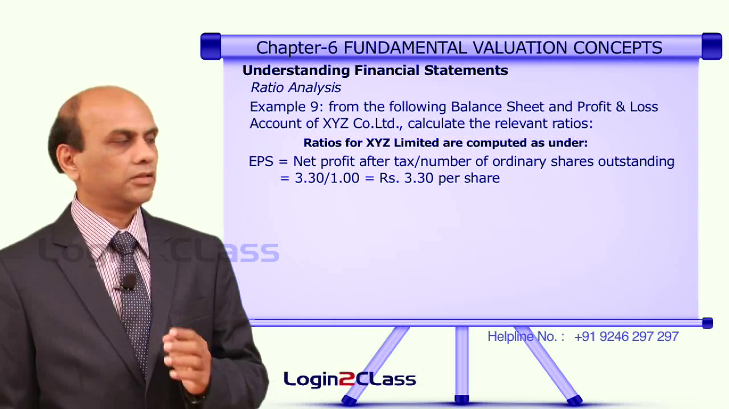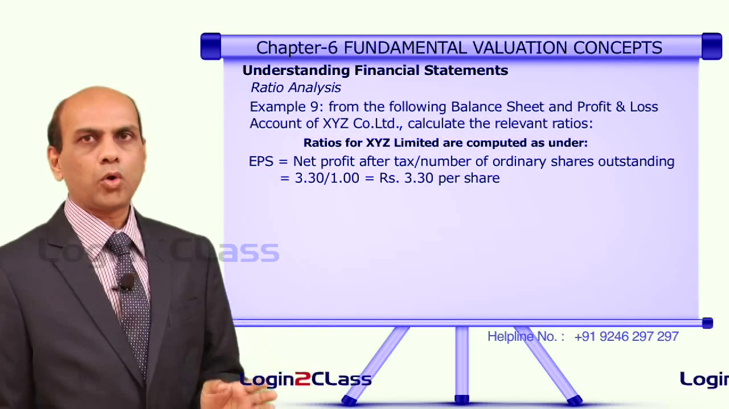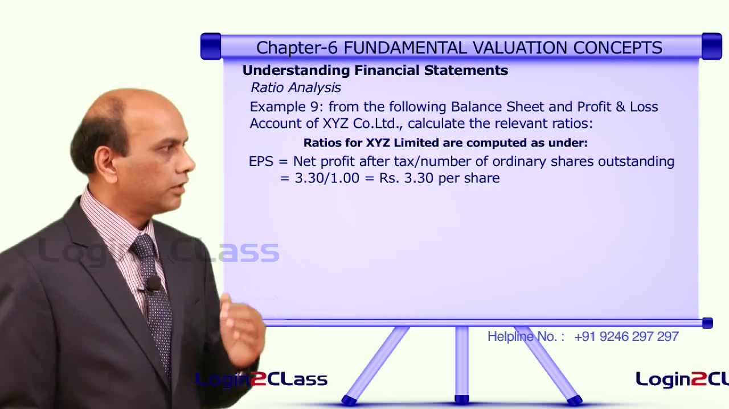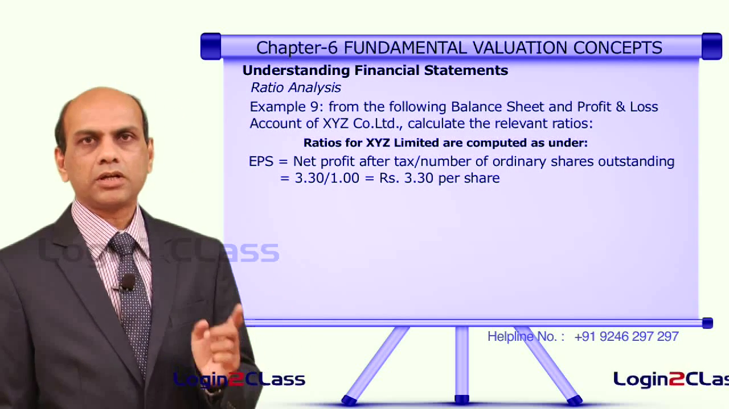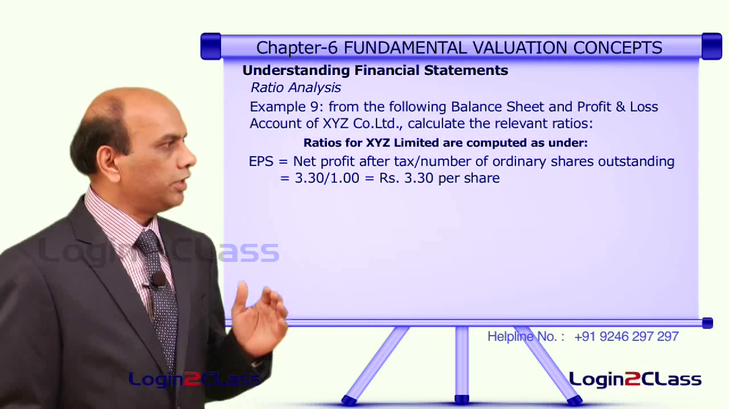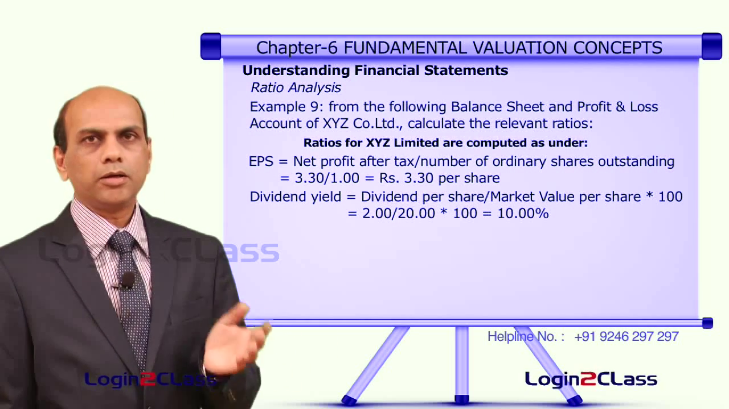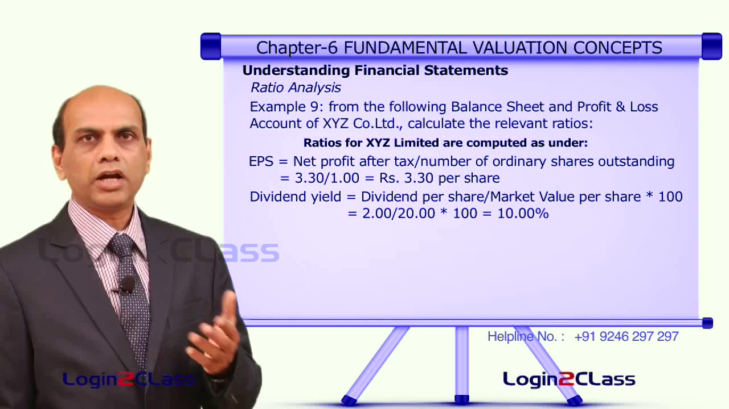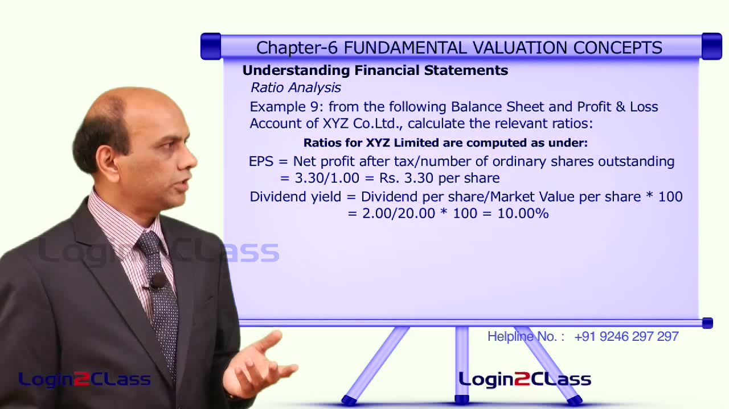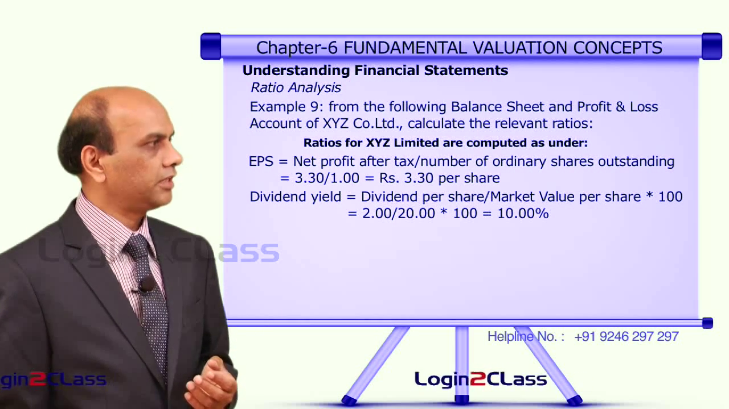we will get 3.3 lakhs as the net profit after tax. So 3.3 is the net profit after tax and 1 crore is the outstanding shares. So what is the EPS now? 3.3 divided by 1 gives you 3.3 rupees per share. This is the earnings per share of this particular company. Now dividend yield. Dividend per share divided by market value per share into 100. We know market value is 20, and what is the dividend per share? Dividend per share, you can see in the profit and loss statement, it is 2 rupees. Equity dividend is 2 rupees.